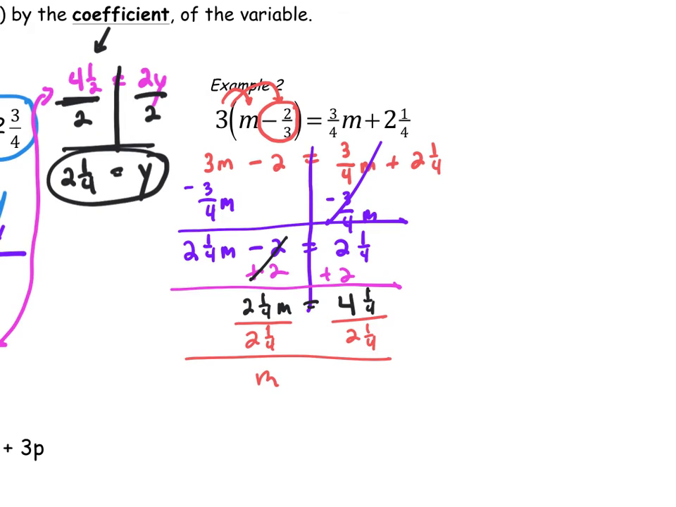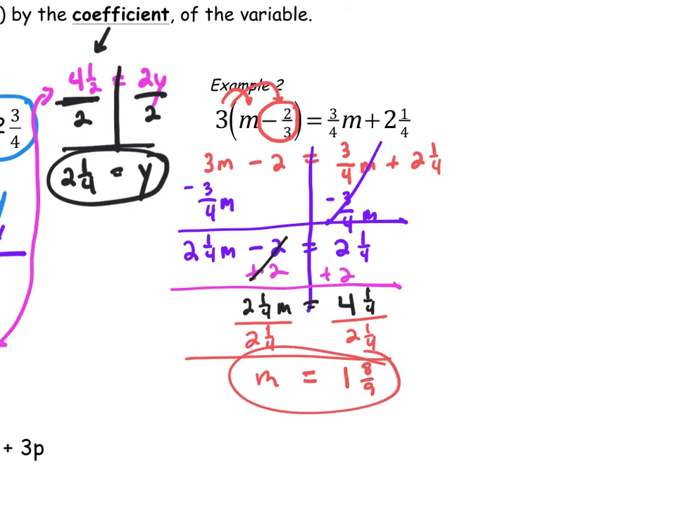Once again, just to be clear, you'd enter 4 ABC1 ABC4 divided by 2 ABC1 ABC4. And the answer is 1 and 8/9. So m equals 1 and 8/9.